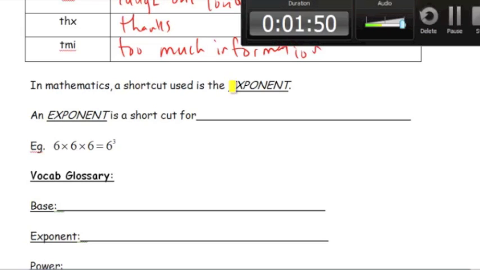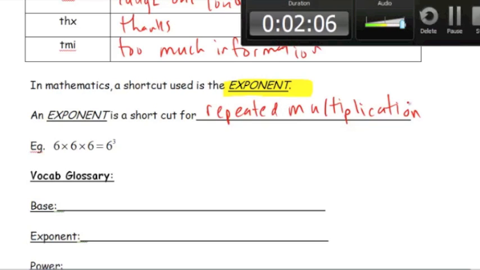Exponents are just a shortcut for repeated multiplication. We'll keep this in mind because we're going to come back to some exponent laws and different things that get a little bit more complicated later on. We always want to remember that when we're dealing with exponents, that just means that we are doing repeated multiplication.